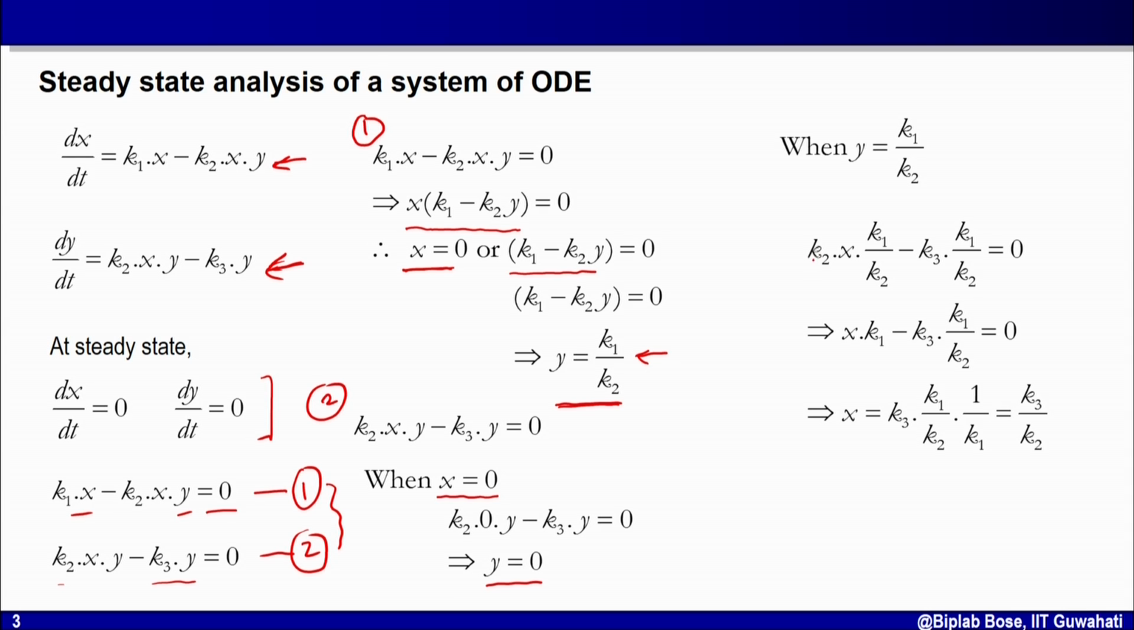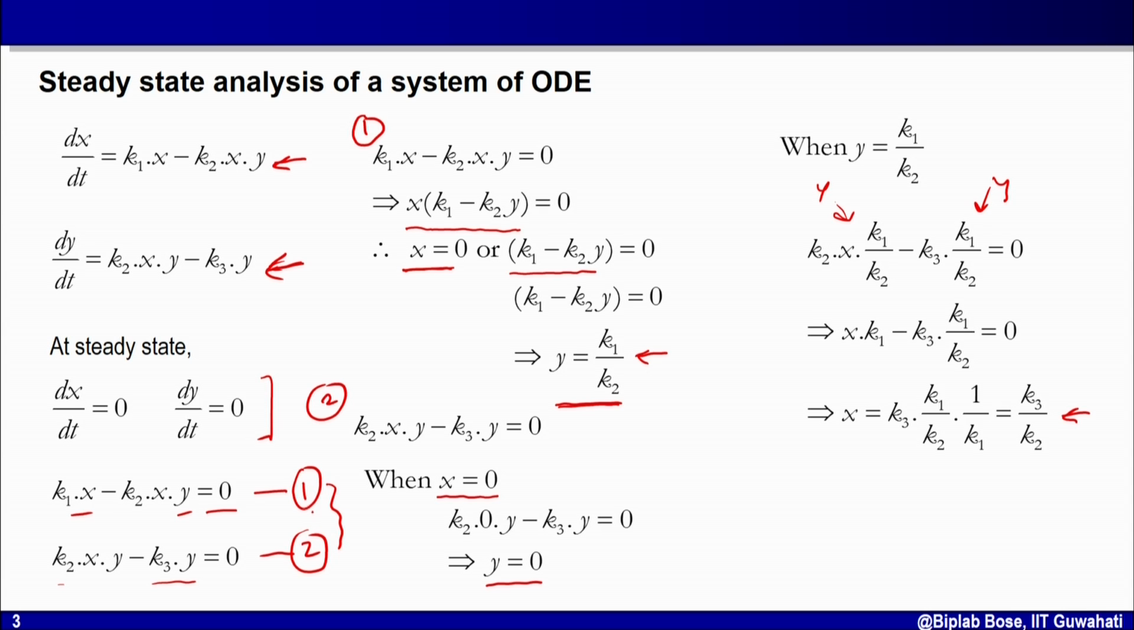So we get k2 into x into k1 by k2, this is nothing but y, minus k3 into y, that is k1 by k2 is equal to 0. We have only x, so we separate out x, take x on the left hand side of the equation and the rest of the thing, the constant, the parameter on the other side, and we get x equal to k3 by k2.